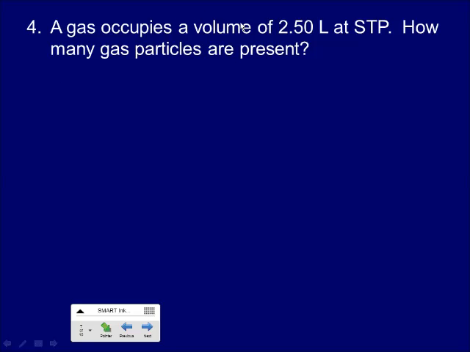A gas occupies a volume of 2.5 liters at STP. So here we're reminding you of those numbers for standard temperature and pressure. How many particles are present? All right. If they're looking for individual particles, I can't get that out of my equation, but what am I solving for first? Moles. I'm going to get moles, and then I'll do Avogadro's number on it, right? So I'm looking for moles.